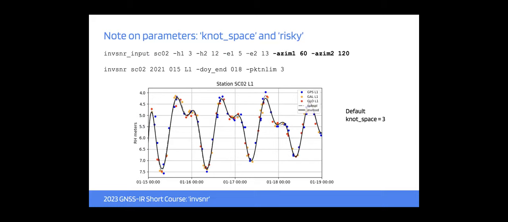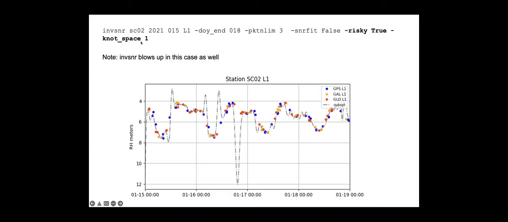This is what it looks like for L1 when you don't have data gaps. What he did was he said, let's make a risk by just removing the azimuth, changing them. Instead of being from 60 to 220, he did 60 to 120. Which is okay if you use a knot space of every 3 hours. But if you change it in this case to a knot every hour, think about that, it explodes. This is actually how the cubic splines explode. And you see here, it says risky true.